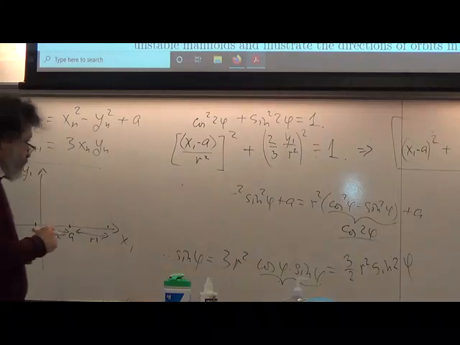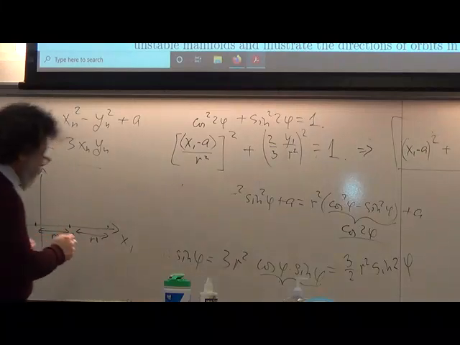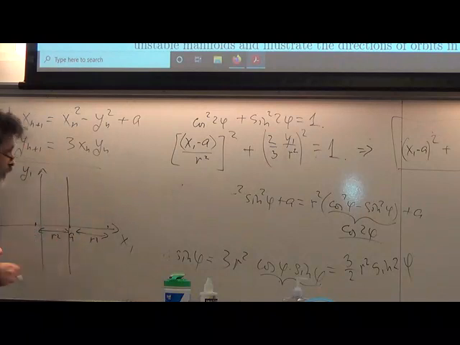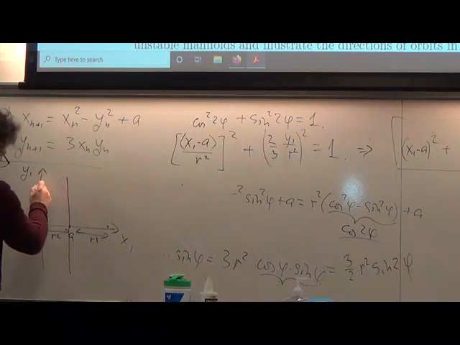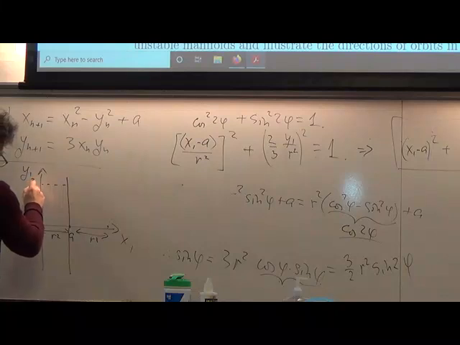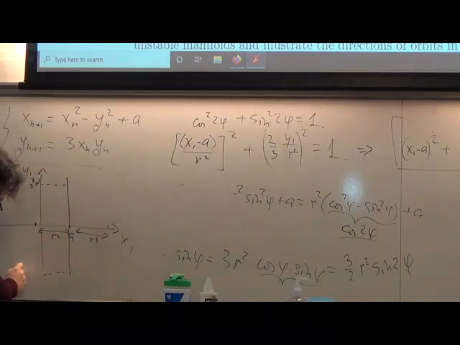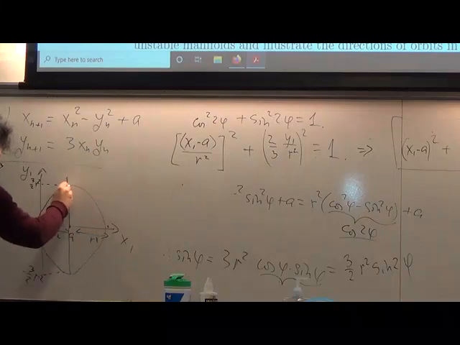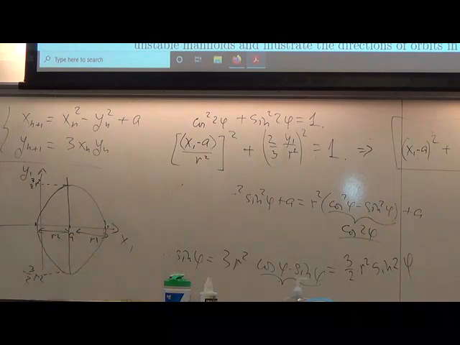Now we can do it a different way. If x1 equals b, then y1 squared is 9 over 4 r to the power 4, so y1 is 3 over 2 r squared. This is 3 over 2 r squared, and this is minus 3 over 2 r squared. So it will be extended this way. It's stretched, 50% stretch vertically. Does it make sense? Did you get it?